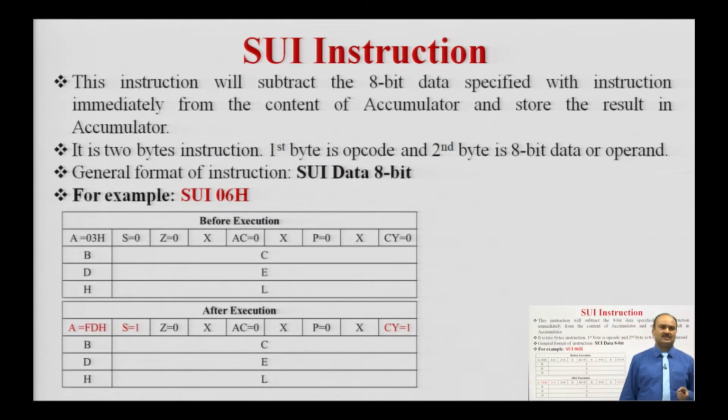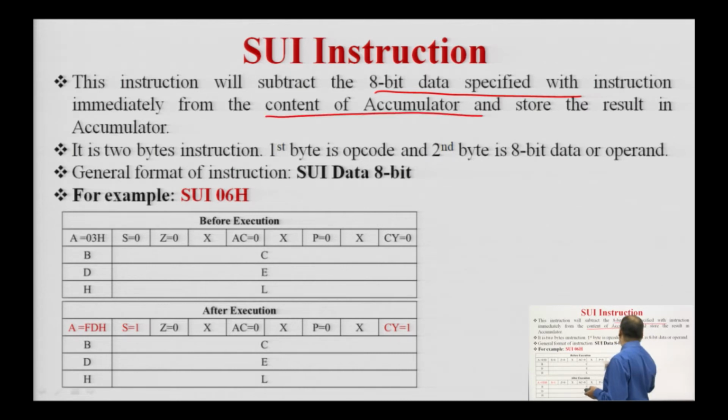The next instruction is the SUI instruction. This instruction will subtract the 8-bit data which is specified with the instruction immediately from the content of the accumulator and store the result of the operation into the accumulator register. Here the immediate operation takes place because the 8-bit data is specified with the instruction.